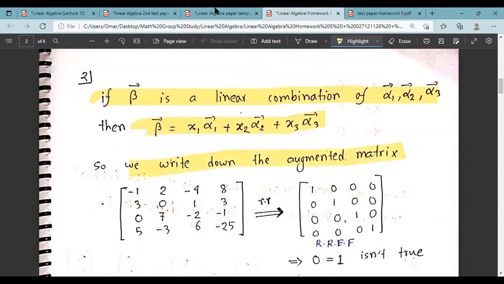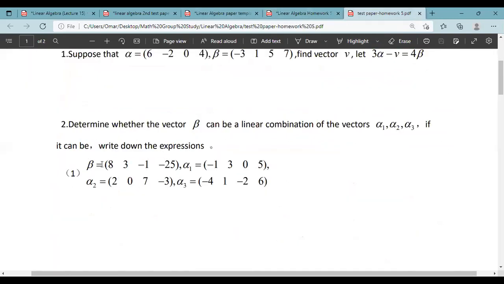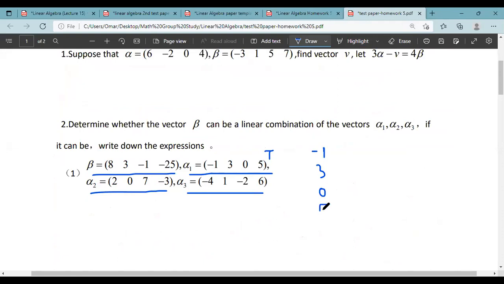And then we have to write down the augmented matrix. So if you look here in homework 5, we have the beta, we have alpha 1 here. We have to start from alpha 1, and then alpha 2, alpha 3, and then beta. And you have to find the transpose matrix. So it will be this way: -1, and then 3, and then 0, and 5, okay? So this way we find the transpose matrix.